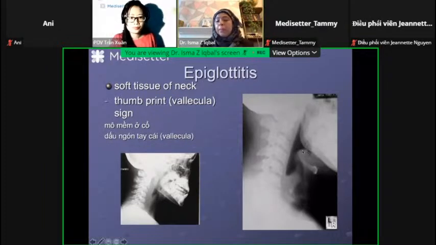This here is called the thumbprint sign. So it's a thumbprint sign.